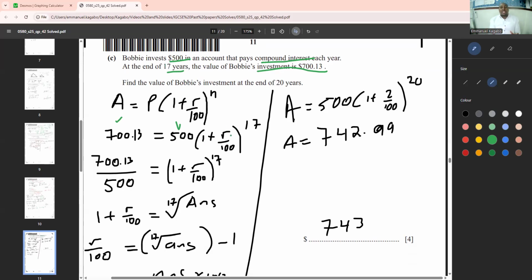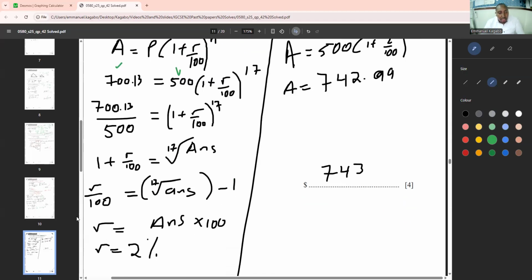Now, whenever you're solving such equations, you have to reverse what they were doing. So now, I'll have to divide by 500 both sides. It has power 17. I have to take 17 the other side. This one, then you do 17th root of that. So take one the other side. It's plus, you have to subtract. Then you have to multiply by 100. So that is the interest rate.